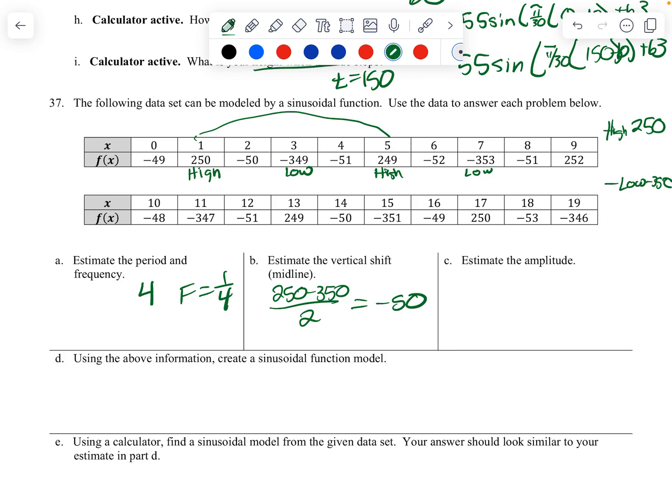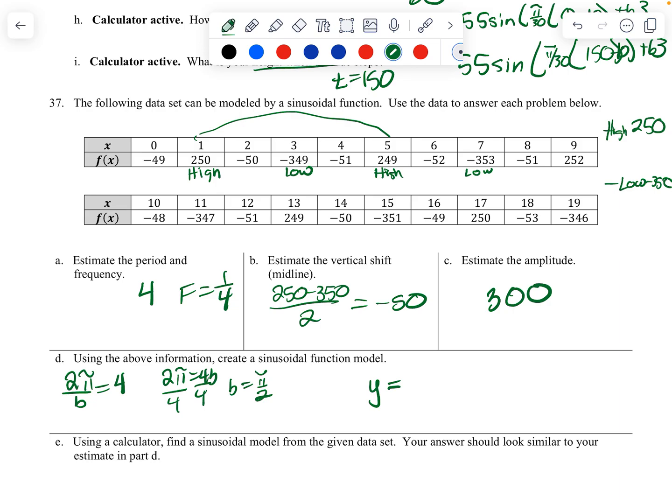And the next it asks for the amplitude. So what could we estimate our amplitude to be? Well, 50 to 250, so about 300. And let's model this. So we need our b value. 2 pi over b equals 4. So 2 pi equals 4b. So b equals pi over 2.